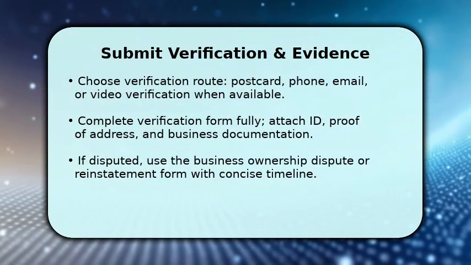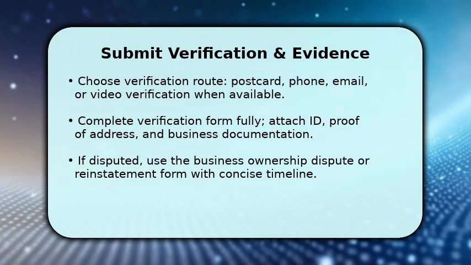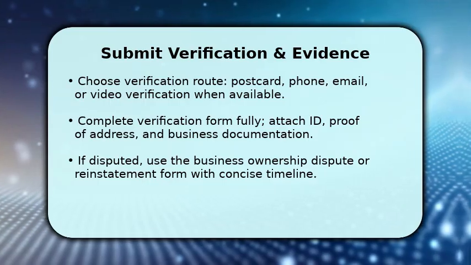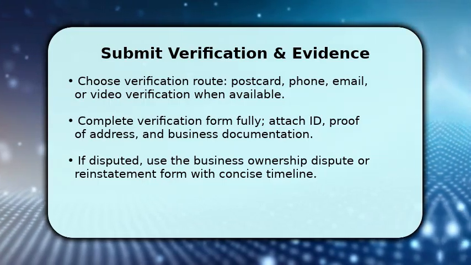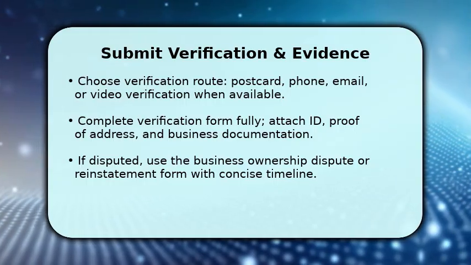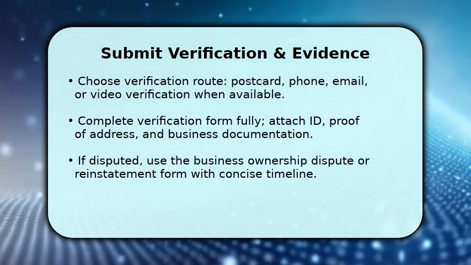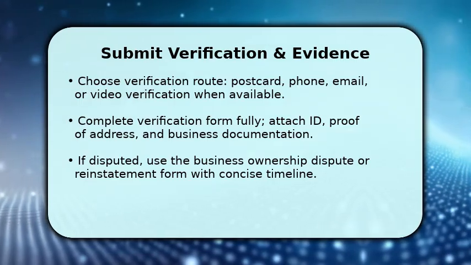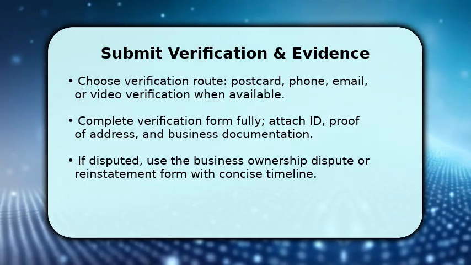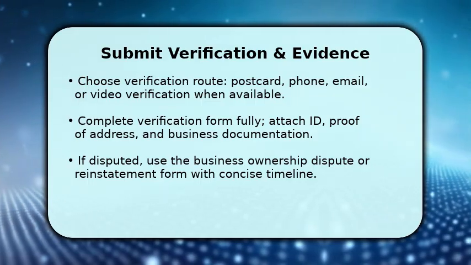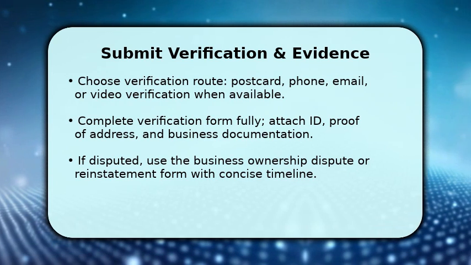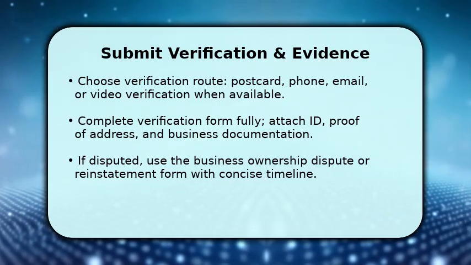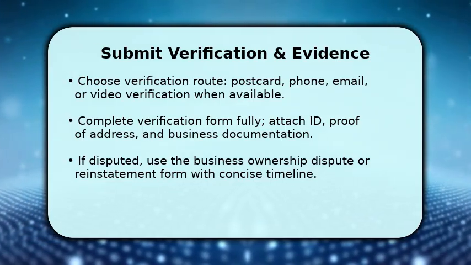Once you've initiated access, follow the verification path Google offers. Postcard is common, but request video verification if time-sensitive or if address issues exist. Fill every field accurately: business name, address formatting, primary category, and service areas, because mismatches cause denials. Upload your supporting documents as PDFs or high-resolution images and label them clearly. If the profile was suspended or marked duplicate, submit the reinstatement or ownership dispute form with a short chronology of ownership and attachments. This expedites human review.